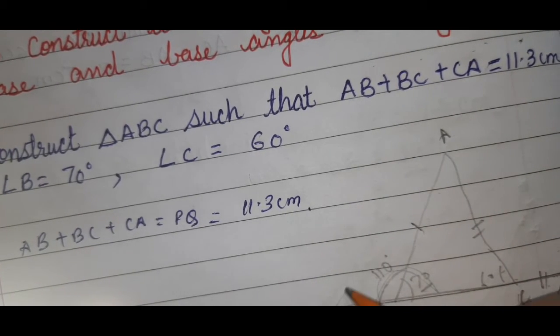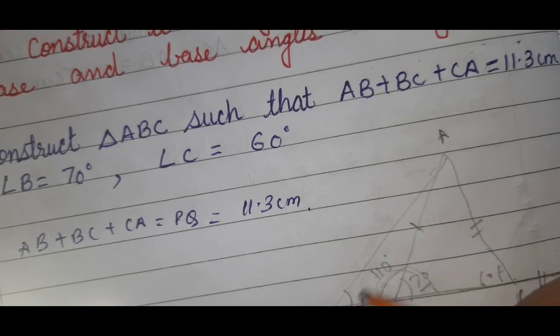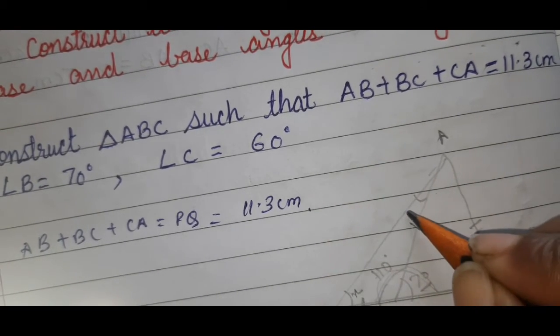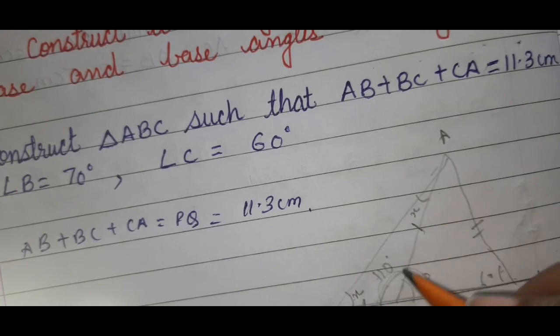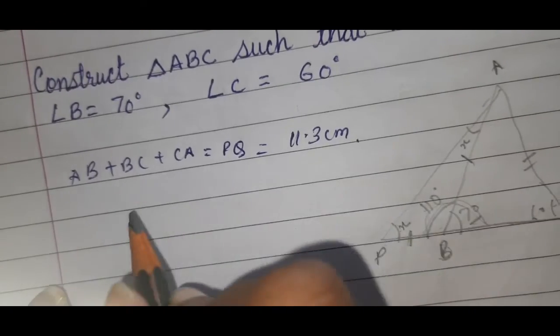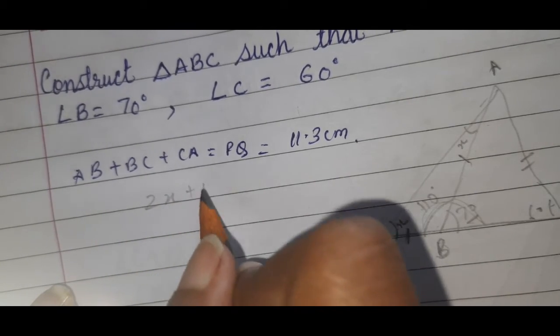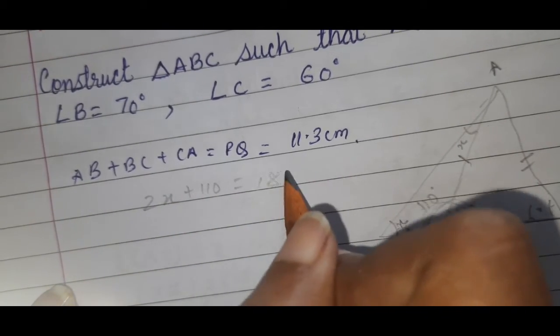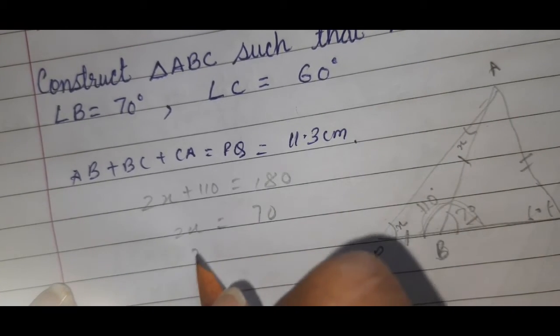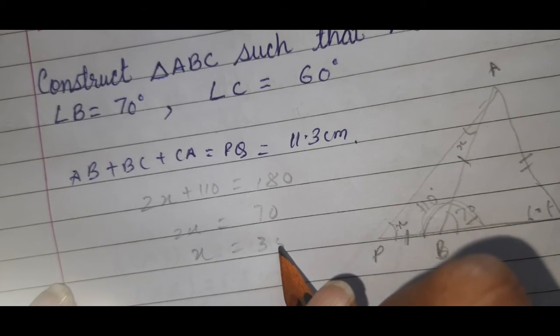Okay, when I join P and A, the base angles will be equal to one another. So as this is x, this will also be x. Now the sum of all the three angles will give me 180. So that will be 2x plus 110 equal to 180, right? So 2x is equal to 70. So x will be equal to 35.